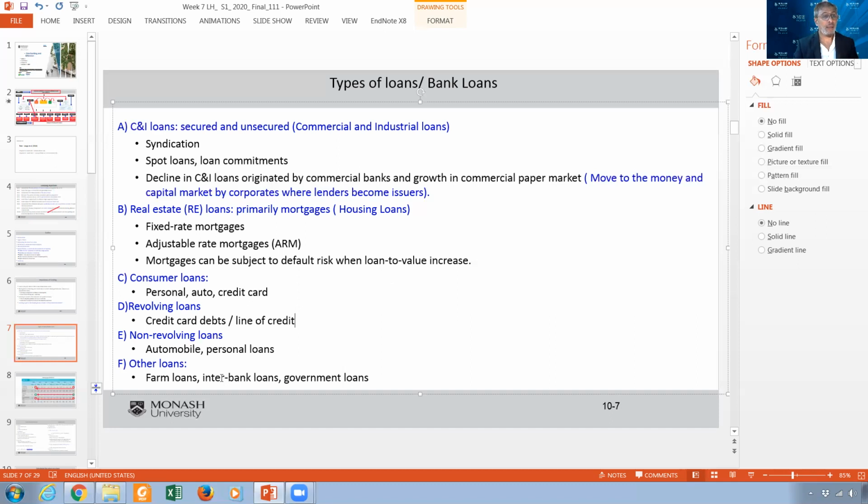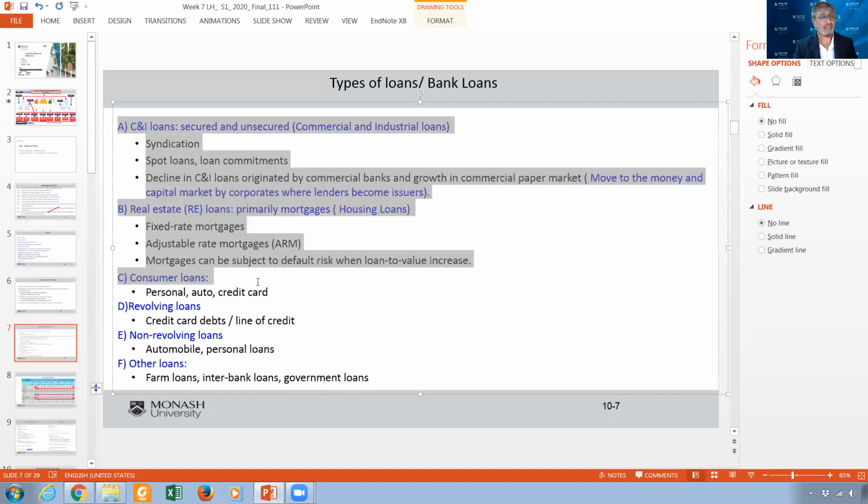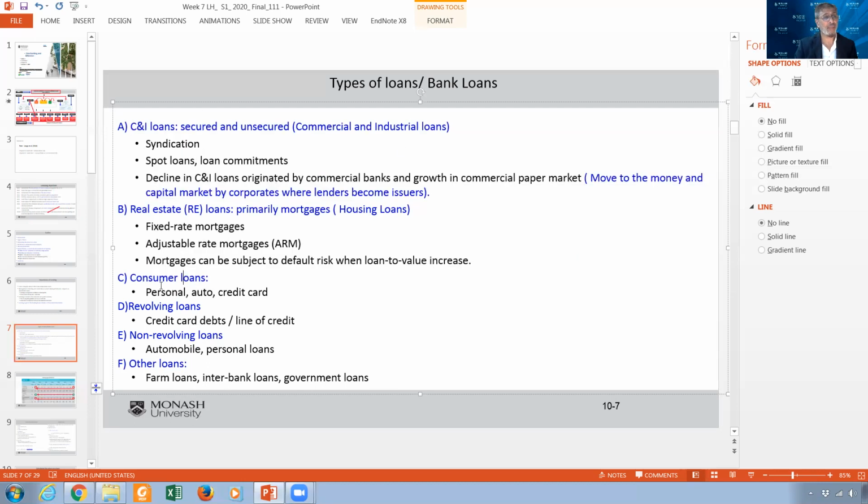Okay. We have non-revolving loans, which means it's only one transaction, like automobiles and personal loans. And we have another category, you can hear this, where we can give farming loans, interbank loans, government loans, all of those names of different types of loans. But as I told you, the main three categories are actually this one, the consumer, A, B, and C.